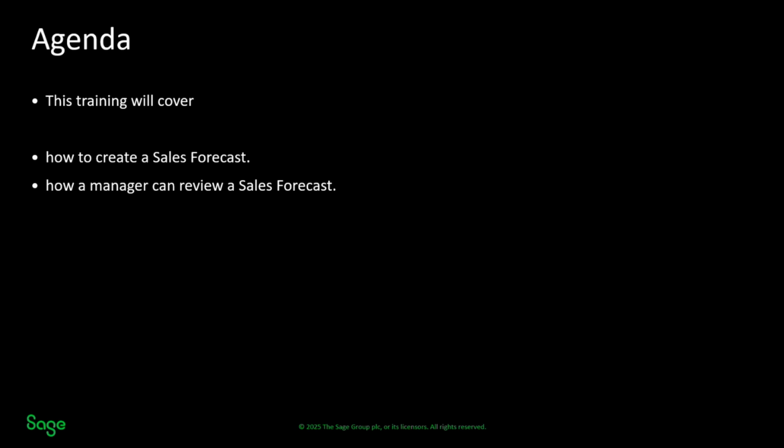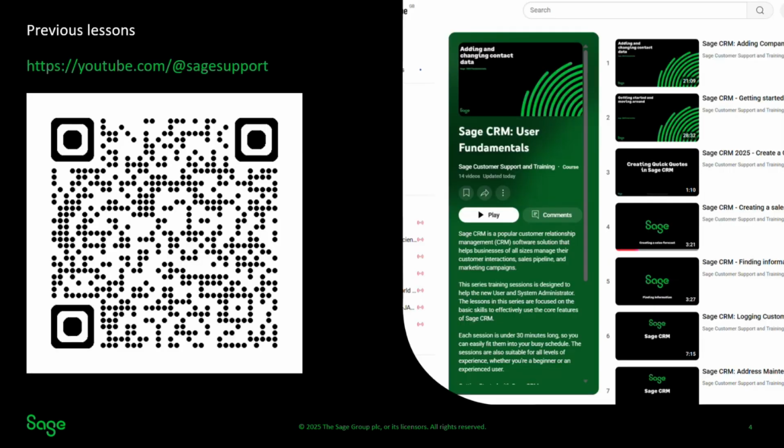In this lesson, we're going to cover how to create a sales forecast and how a manager can view a sales forecast and be able to review it and report on it as well. It's going to build on other lessons which are already up on the Sage Support and Training YouTube channel, so I'd encourage you to have a look at those there. This course is going to be finishing. We've got a set of lessons all going to be there, recorded and available to you from today, all covering this topic.